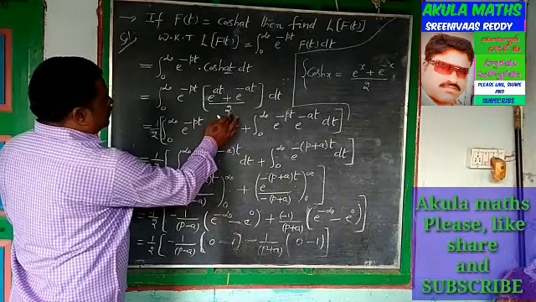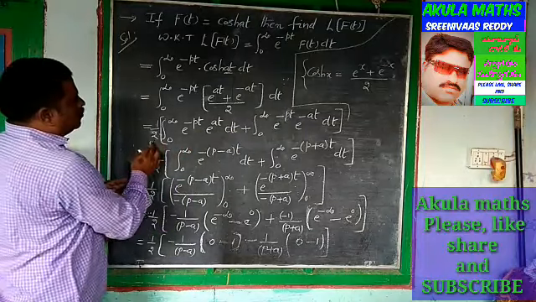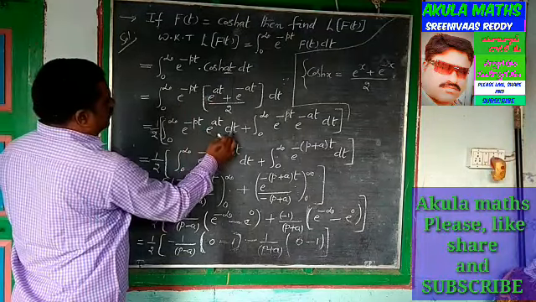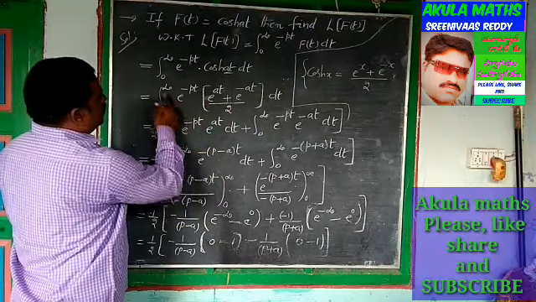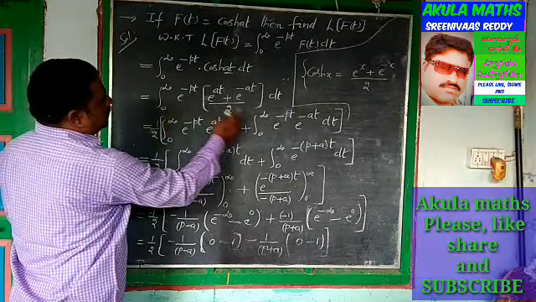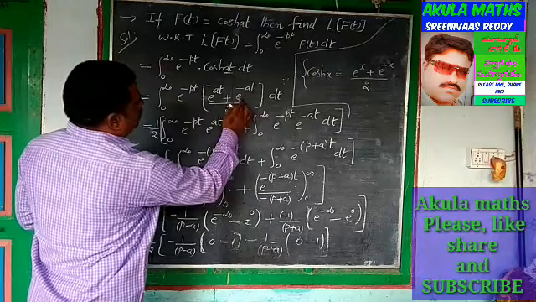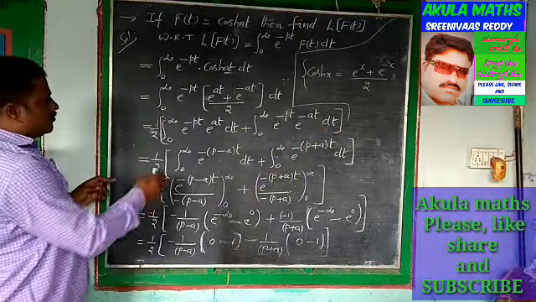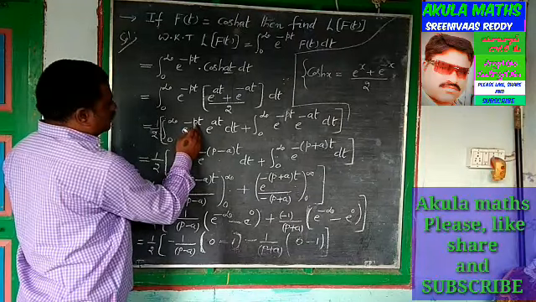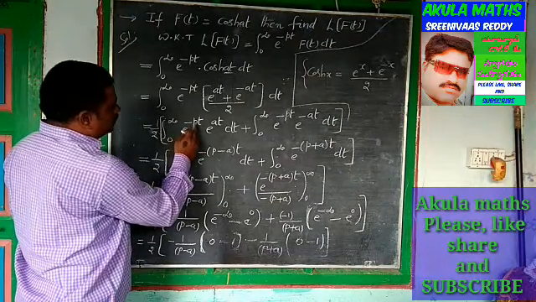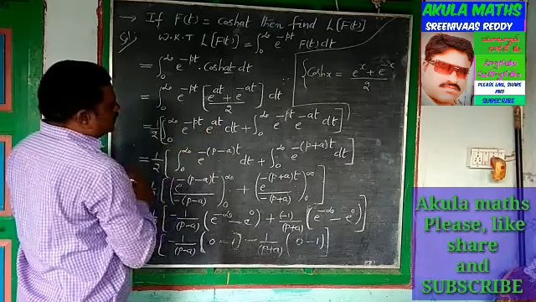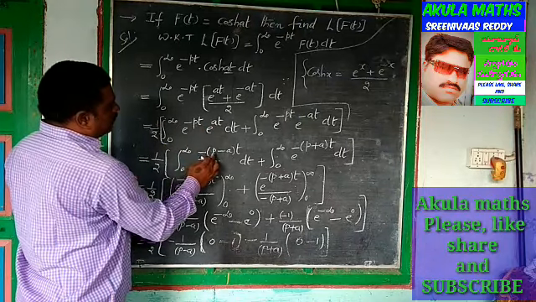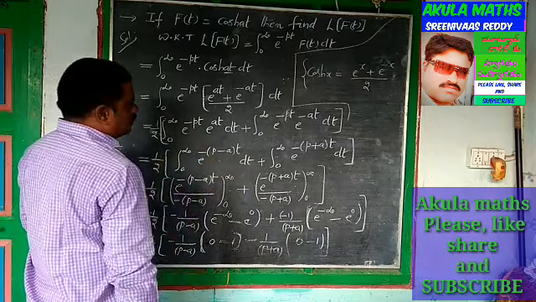So 1 by 2 is common. 1 by 2 into, now multiply e power minus pt into e power at dt, plus integral 0 to infinity e power minus pt into e power minus at into dt. Here the bases are equal, so now the exponents are adding: minus pt plus at. Here we take minus common, so minus p minus a into t.